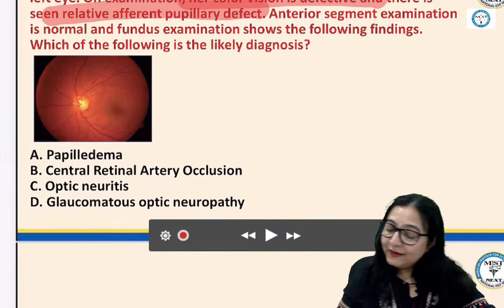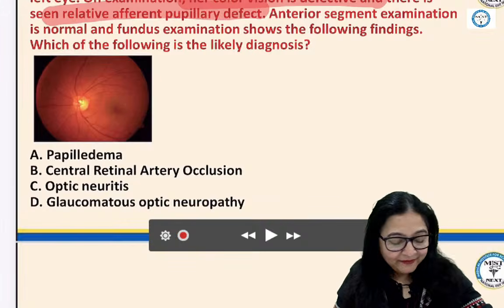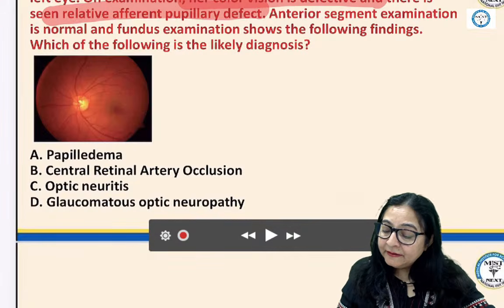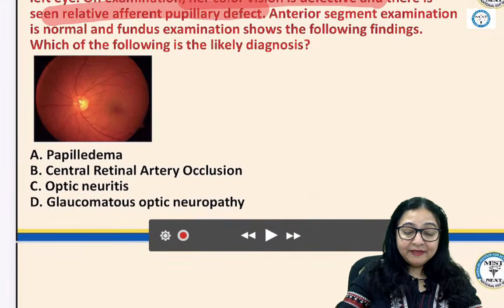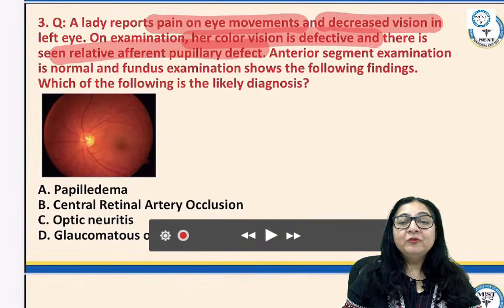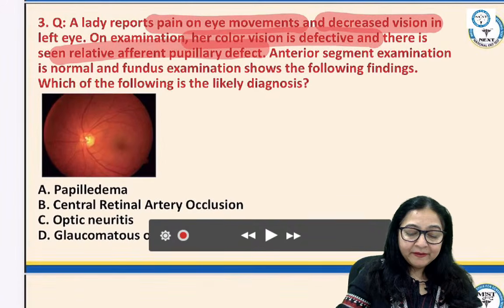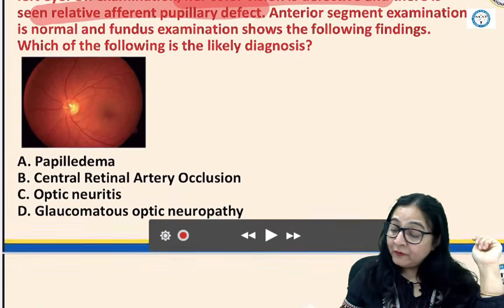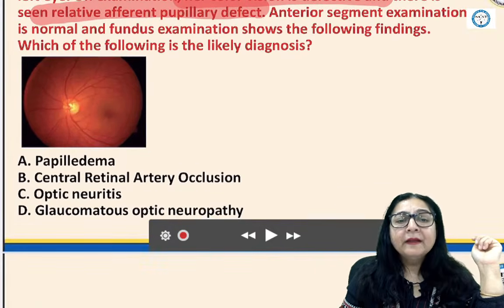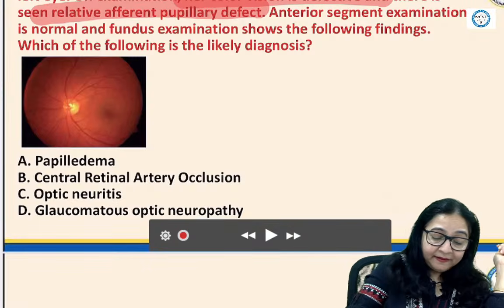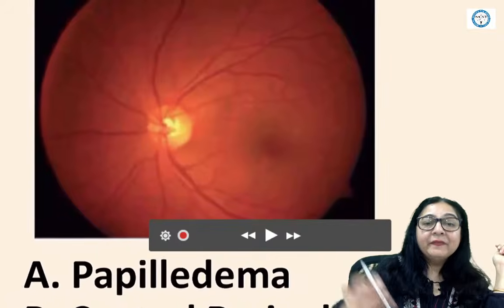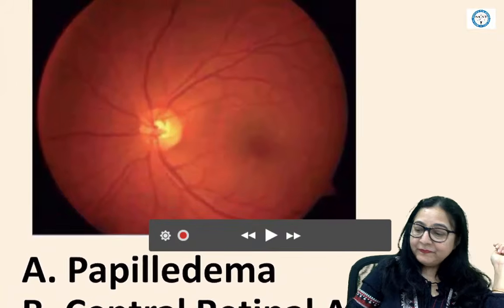So let me see what we are dealing with here. Beta, why do you think the answer is choice B? Any particular reason for choosing choice B as the answer, beta? Okay, so you think that there is a cherry red spot. Have a look at the fundus image, beta. Have a look at the fundus image.